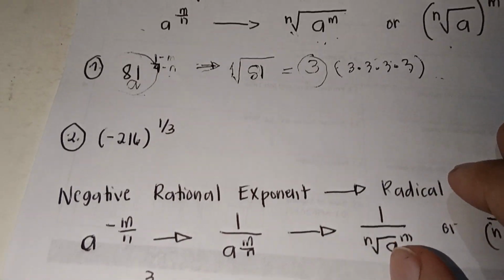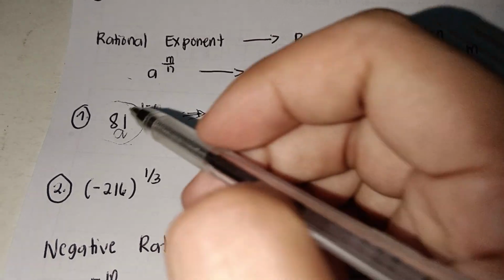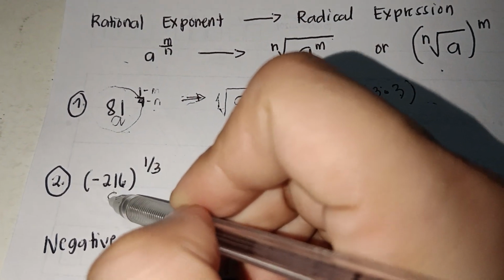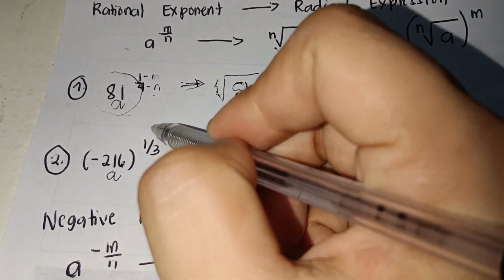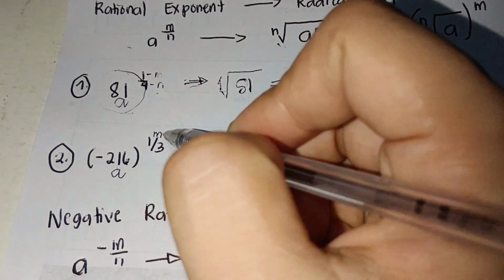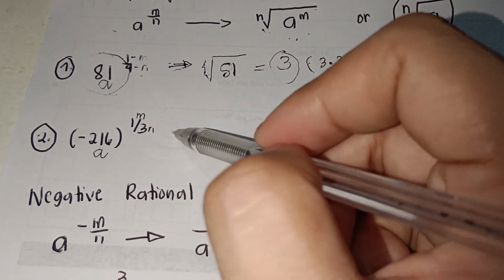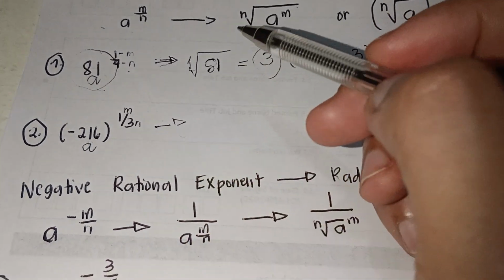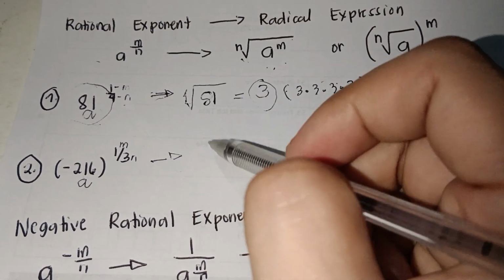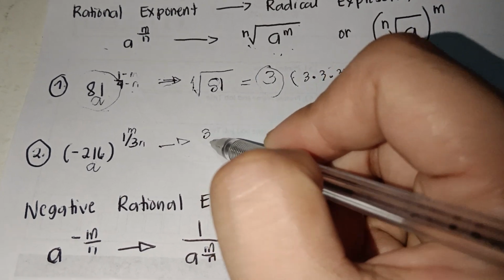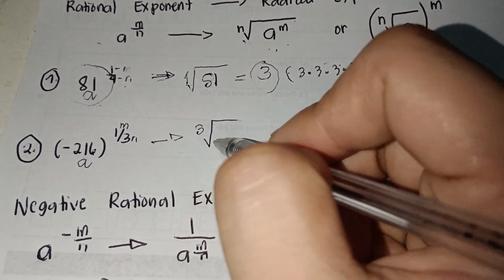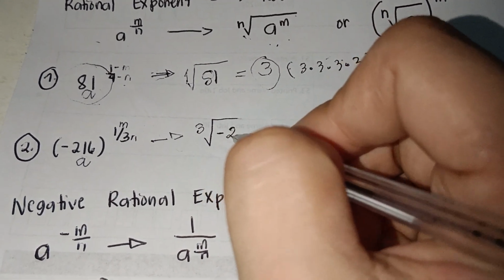Okay, next. So, sa number 2, ganun pa din po yung gagawin natin. Identify first. This is the value of your A. This is the value of your M. And this one is the value of your N. Okay? So, copy lang po natin sa formula. N first. So, we have the cube root. Then, radical sign. Negative 216.